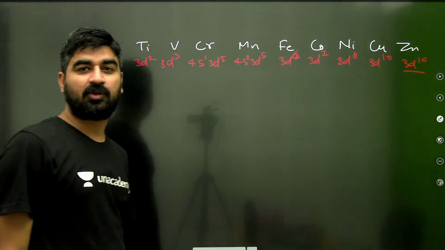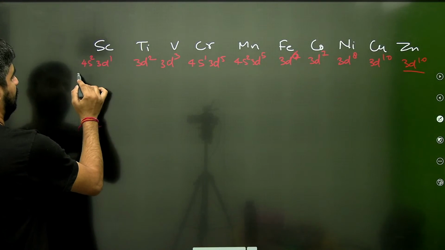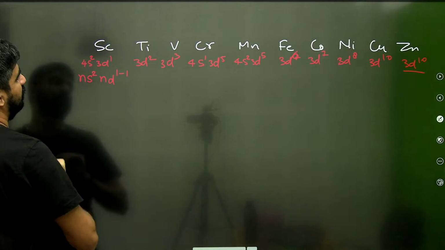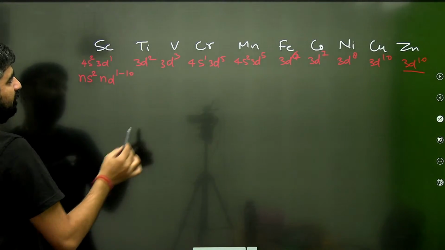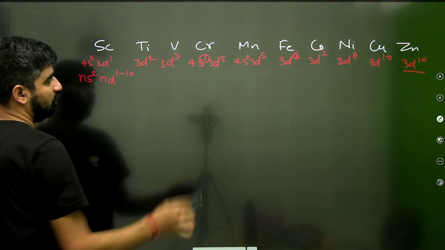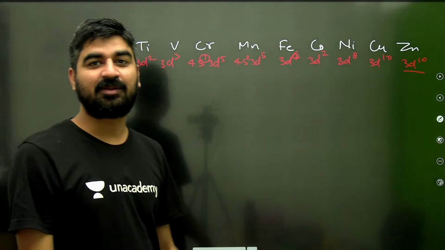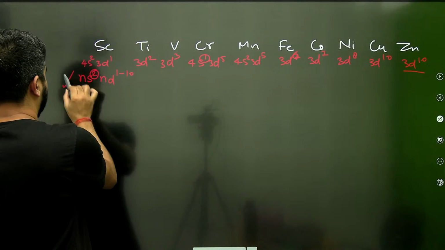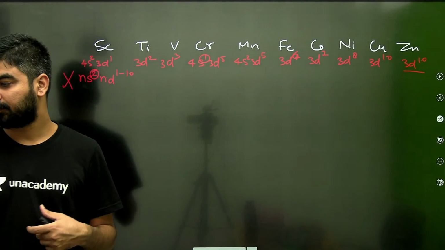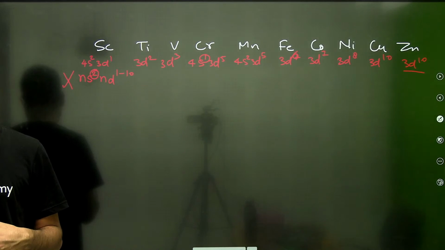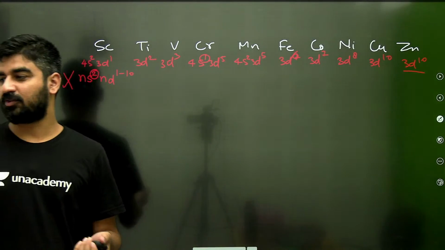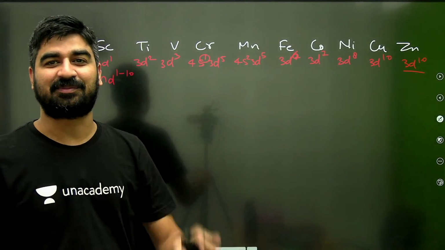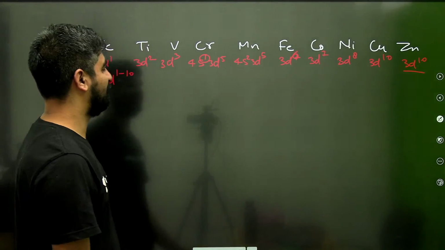So what I want to tell you here, guys, is that it is ns2 (n-1)d1 to 10, but at many places the configuration is ns1. At many places the configuration is 1. So ns2 would be wrong, right? Yes, hydrogen is an s block element. We call it s block, but in the periodic table we put it in the middle. Okay, Mahendra, you are right.